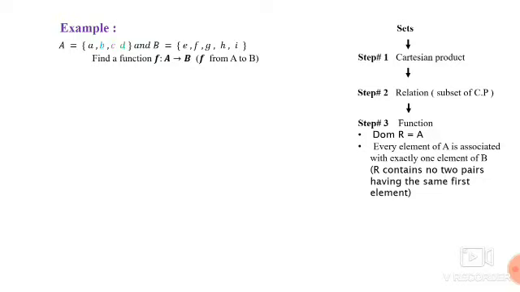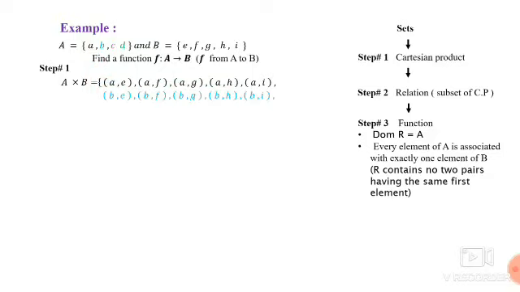So let's start solving the example. Step number 1, find the Cartesian product A cross B. Start making the pairs. The pairs of A will be AE, AF, AG, AH and AI. Similarly, the pairs of B, the pairs of C and the pairs of D. This is our Cartesian product. First step is done. Second step, find the relation.